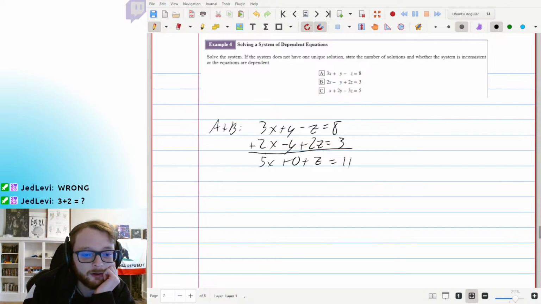So now we have an equation with just 2 variables, which is nice. That's easier to work with. I guess you can call it 0y, but it's 0, so we can just rewrite it as 5x plus z is 11. But now we need a second. We do have 2 unknowns, so we need 2 equations to solve that. So now we should look at equation C and figure out a way to get rid of the y from equation C.